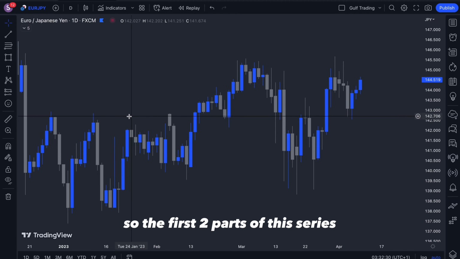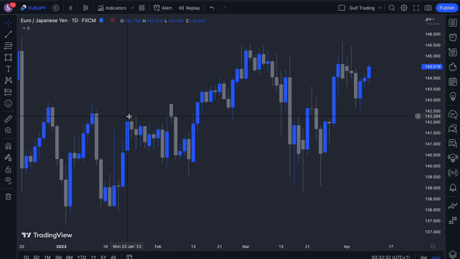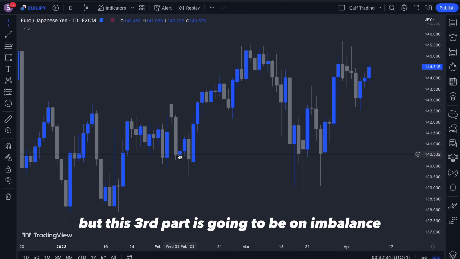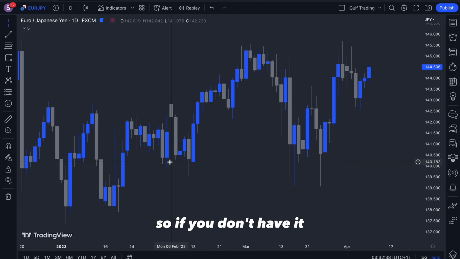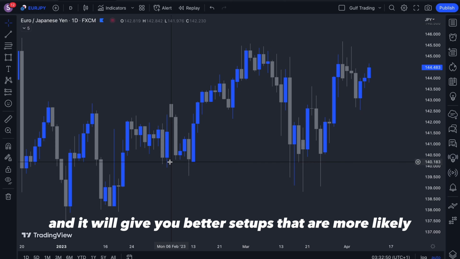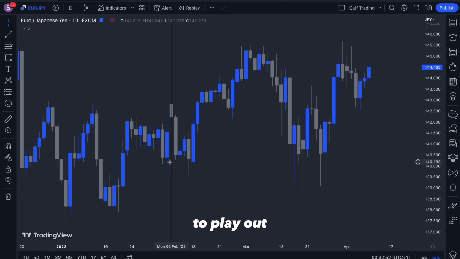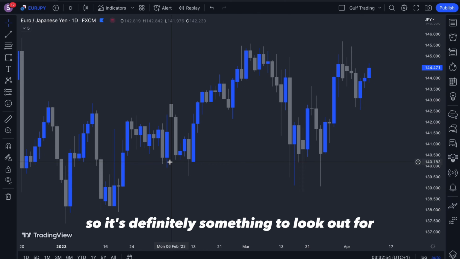So the first two parts of this series were the most important, but this third part is going to be on imbalance, and it's something that just adds a bit more confluence to your trade. If you don't have it, it's not the end of the world, but it does add confluence, and it will give you better setups that are more likely to play out. So it's definitely something to look out for.